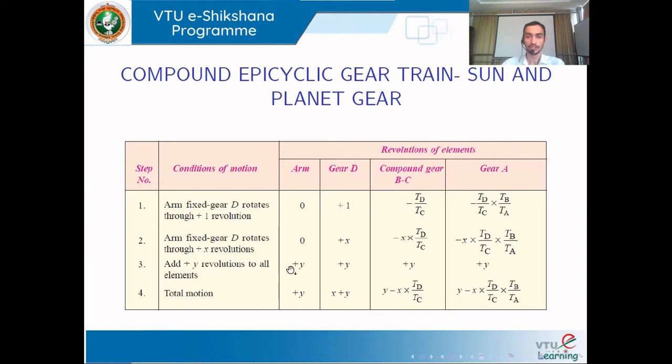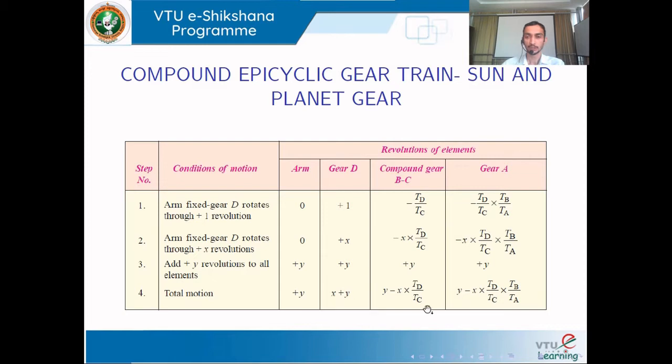Individually we'll be giving y rotations for each of the elements, so y is being added, and for the total rotation of each element, you just have to add the elements in the second and the third row. So this and this we have to add, this column, this element and this. So the net motion is given by y. The net motion of gear D is x plus y, and likewise the net motion of the compound gear as well as the net motion of gear A.